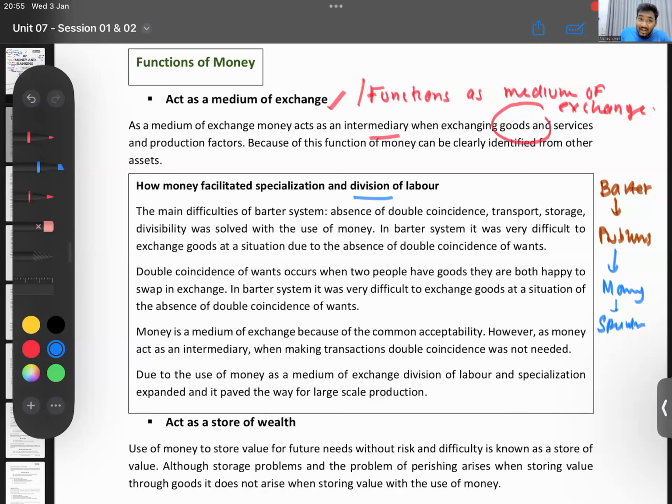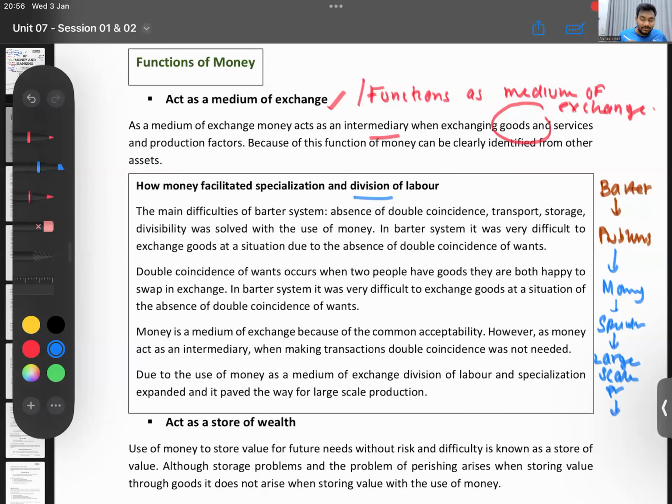So because of money, what happened? Exchange became easy. So people started to do what? People started to specialize. The moment people started to specialize, then what happened? Then large scale production started. Now, I am a person who is good at making clothes. Now I start a clothes factory. So when people started to specialize, there is large scale production.